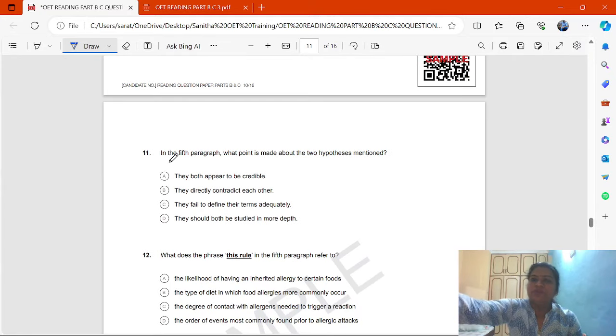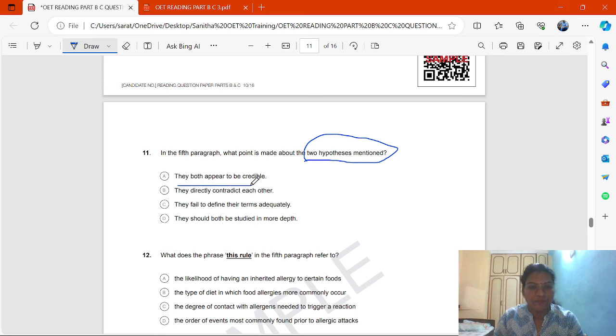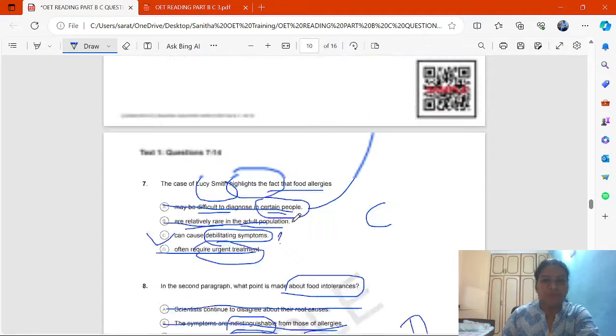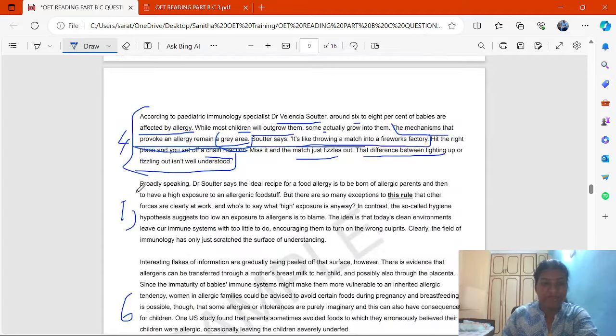In the paragraph, so I have to go for the next question. It's 55 right now. So I am now in the fifth paragraph. What point is made about the two hypotheses mentioned? They both appear to be credible. They directly contradict each other. They fail to define their terms adequately. They should both be studied in more depth. Then we are going to check this answer.